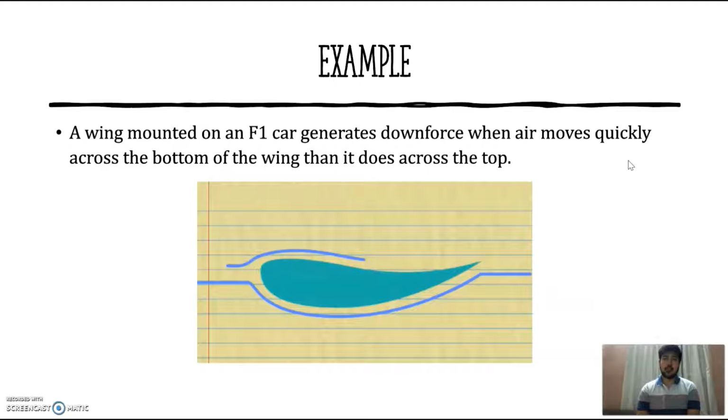For example, a wing mounted on an F1 car generates downforce when air moves quickly across the bottom of the wing than it does across the top. This creates a region of lower pressure at the bottom and a region of higher pressure at the top. This helps the car to remain grounded even at higher speeds.